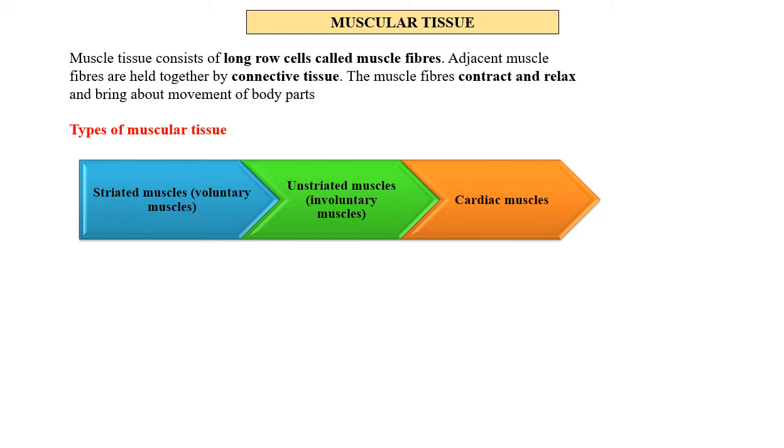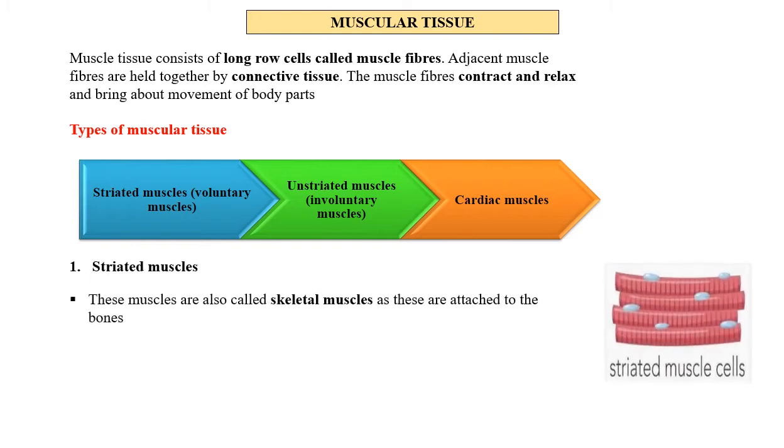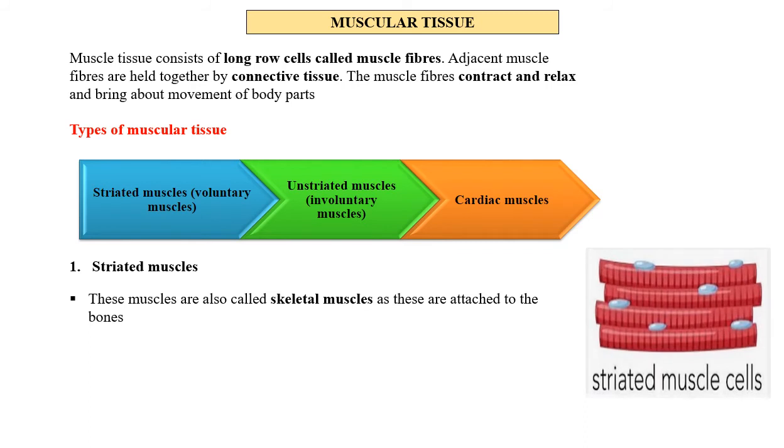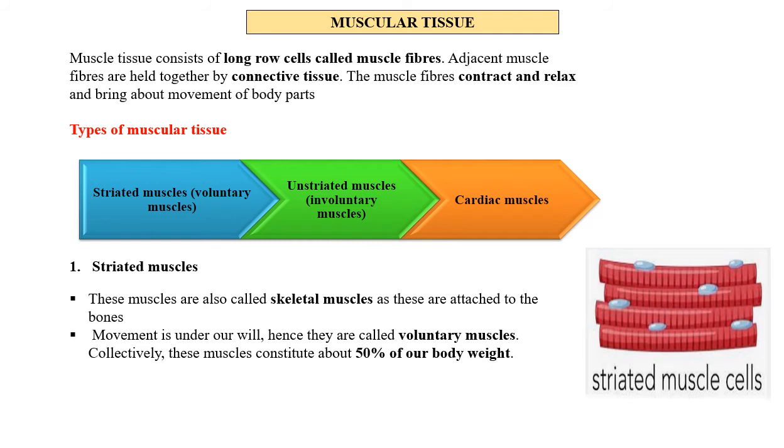Let's see the striated muscles first. These muscles are also called skeletal muscles as they are attached to the bones. Their movement is under our will. Hence, they are called voluntary muscles. Striated muscles are present in the body wall, arms, legs, tongue, face, neck, etc. Collectively, these muscles constitute about 50% of our body weight.